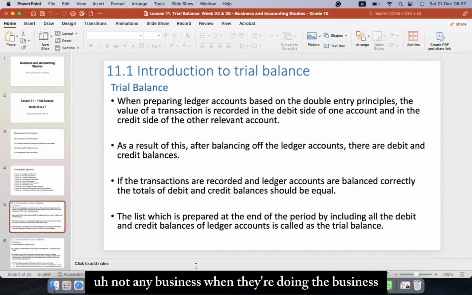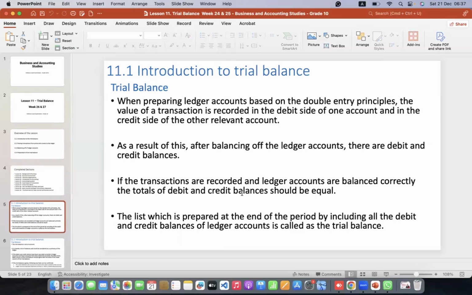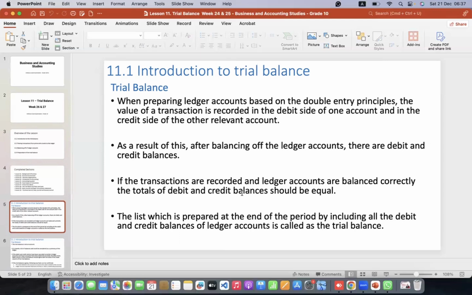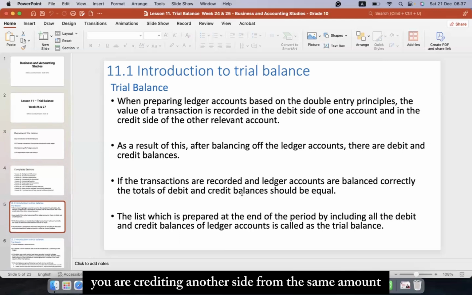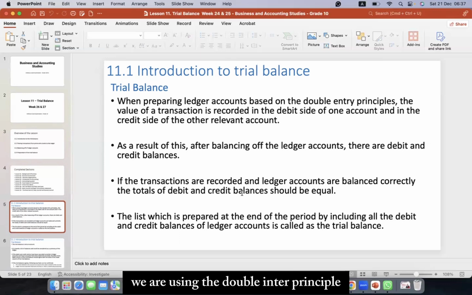Now any business, when they are doing the business, they are using the accounts. When they are using accounts, they are using the double entry principle. What is double entry principle? Double entry principle is the principle where when you debit one side, you are crediting the other side for the same amount. So we are using the double entry principle for the purpose of accounting.